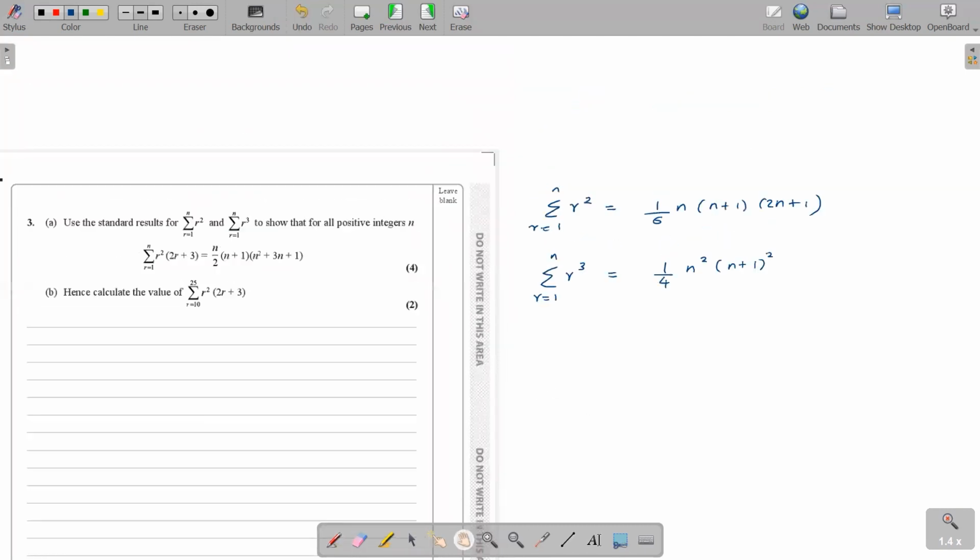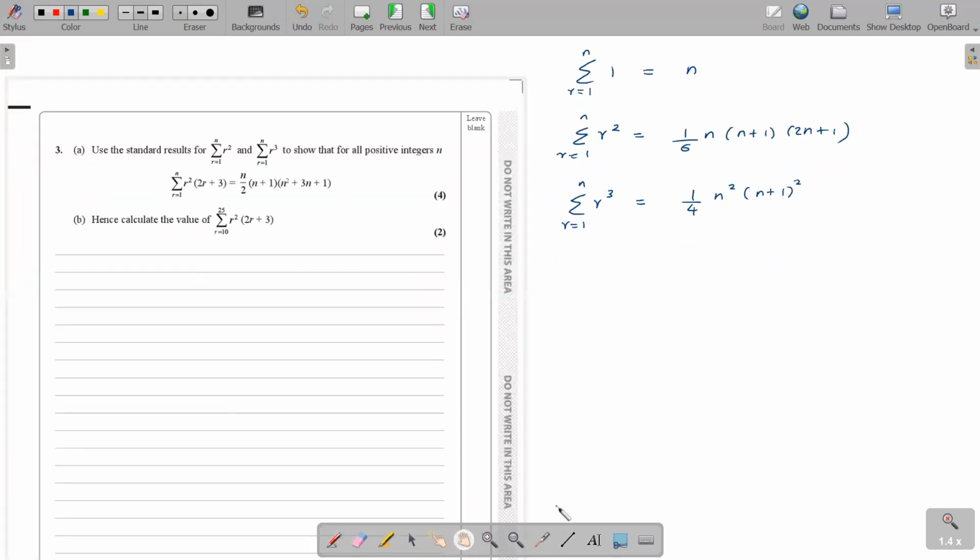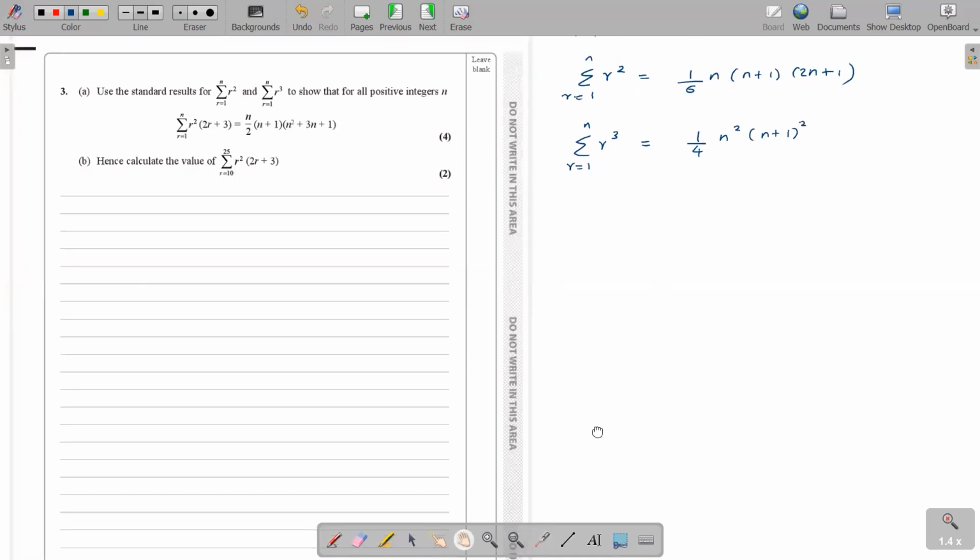Also, you may need the summation of 1 from 1 to n. Summation of 1 from 1 to n is n. So these are some extra things that you may need. Yes, so summation of 1 means when this is r to the power 0, isn't it? Okay, so if you add 1 n times, you get n. Just I wrote it as extra rule because it's a general rule that we use. Anyway, they have told us to mainly use these two. Okay, so let's get it done.